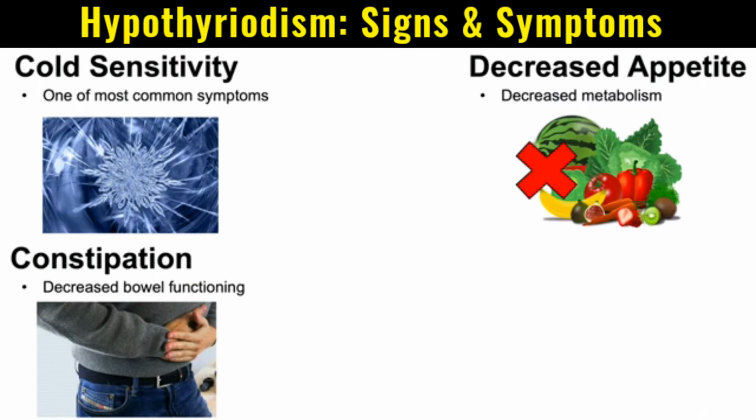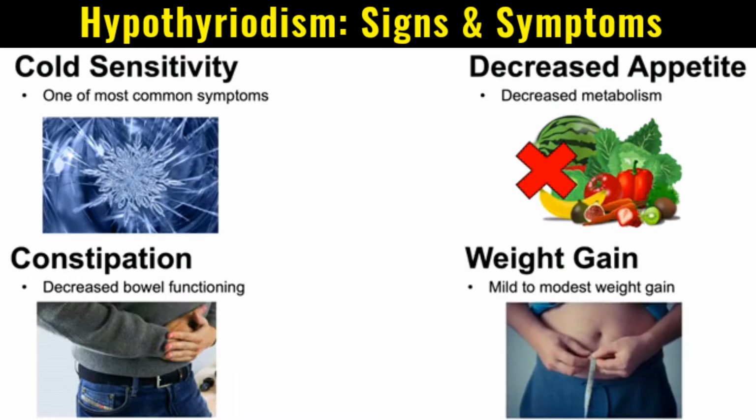And even though an individual with hypothyroidism has a decreased appetite, they may not be eating as much as they used to, they can actually have weight gain. And weight gain is actually a sign of hypothyroidism. It's usually mild to modest weight gain, and again, this is due to a decreased metabolism. So again, cold sensitivity, one of the most common symptoms. We can see decreased appetite, issues with constipation, and weight gain. And it's, again, usually mild to moderate. And a lot of these are due to decreased metabolic functioning.